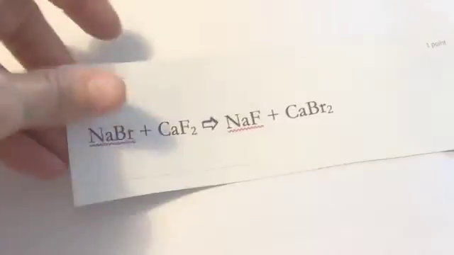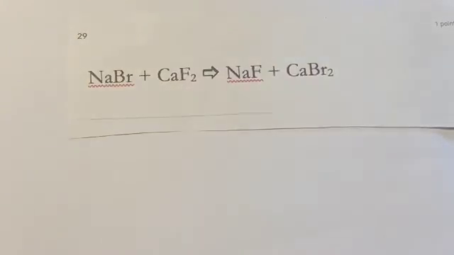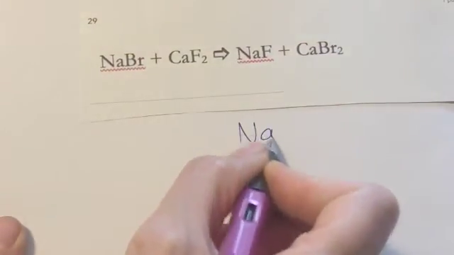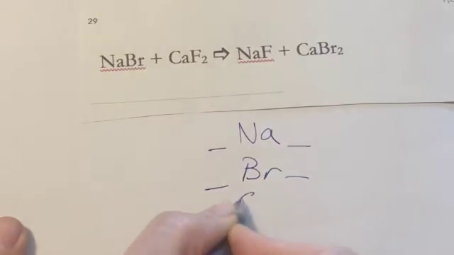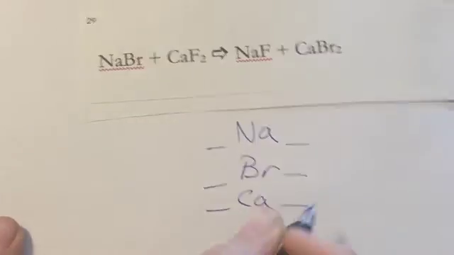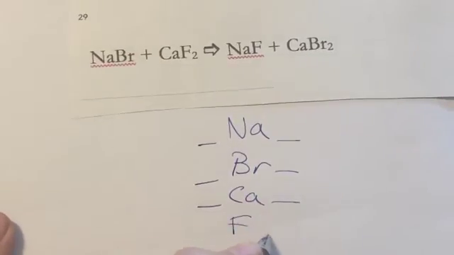Moving on to another one. Here in a moment I might need to start reusing some of my scratch paper, so bear with me. Number 29, we've got NaBr with CaF2 giving us some NaF and a CaBr2. With this one, we are also going to follow the same method. We've got Na, Br, Ca, and F on there.